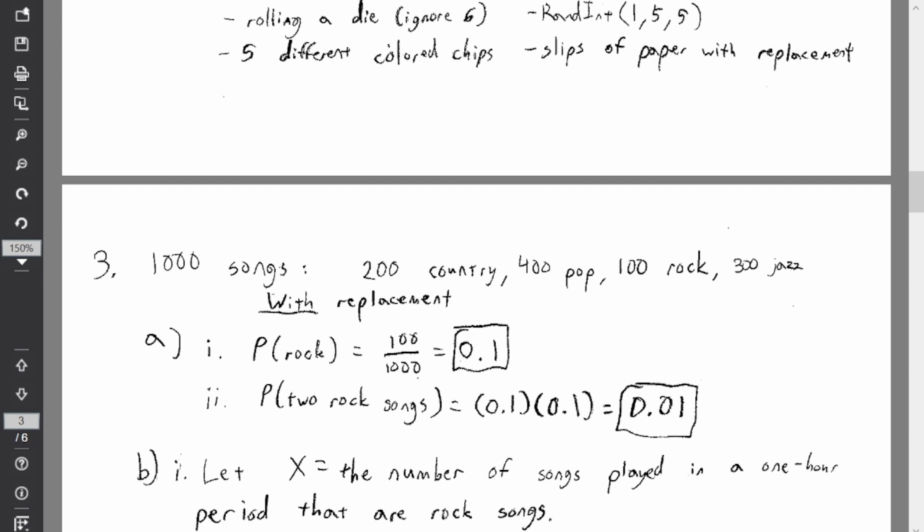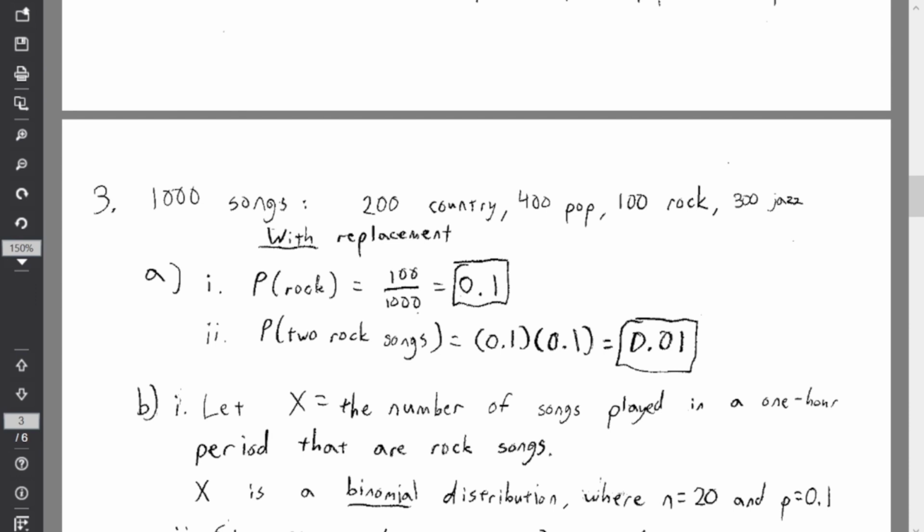And that is going to follow a binomial distribution. And anytime we talk about a binomial distribution, we should talk about what is n, what is p. Well, n, our number of trials, is how many songs are getting played in total. That's 20. And then p is our probability of the thing happening. So the probability that we get a rock song, which, as we saw in part A, was 0.1.